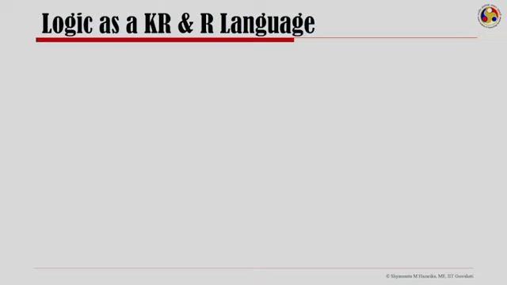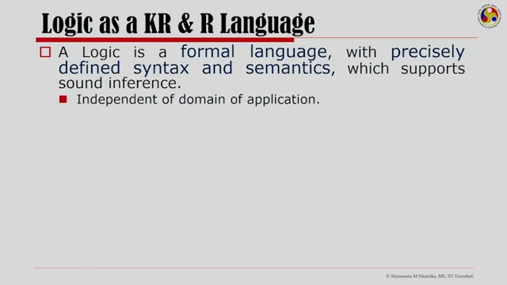This is where we would see that for knowledge representation and reasoning, formal logic is the first choice. Why is logic the first choice for a knowledge representation language? It is precisely for the reason that logic is a formal language with precisely defined syntax and semantics, and it supports sound inference. The language is independent of the domain of application.